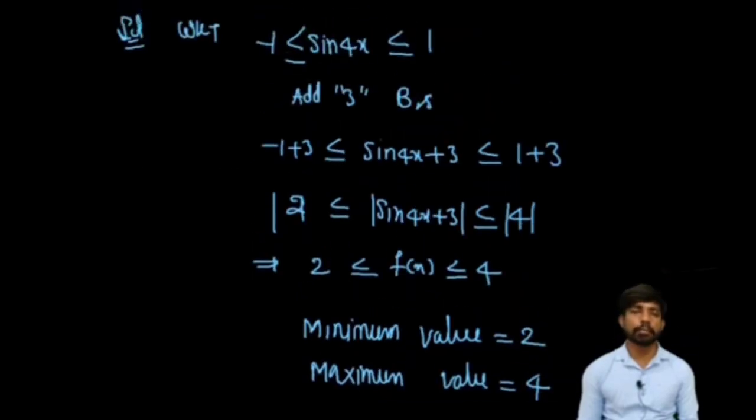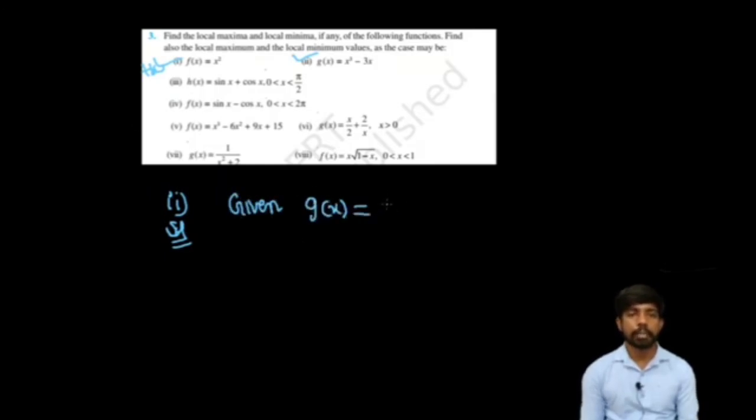That's all. And the third question is asking to find the local maxima and local minima of the following functions, and also the local maximum value and local minimum value. So I will solve the second problem. Try to solve the first problem as homework. First I will solve the second problem. Given g of x is equal to x cube minus 3x. So this is the given function.